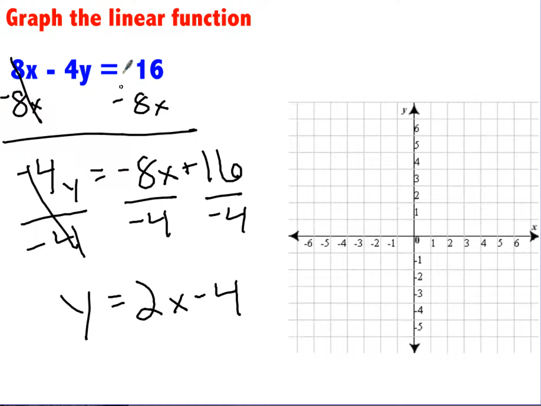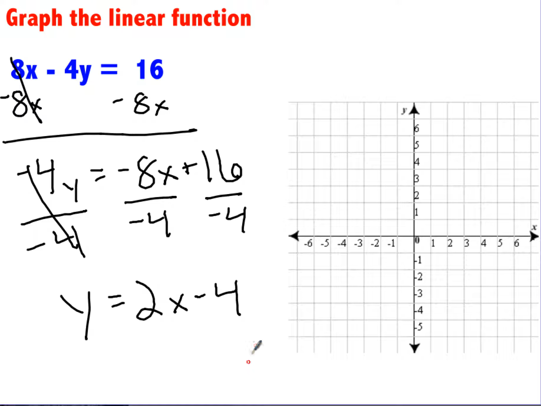So this, again, is the same exact equation as this. These are the exact same thing. They represent the same linear function. If I were to graph this with an input-output table, an xy table, I would get the exact same line that I'm going to get from graphing this equation right here. They just look different. Okay.